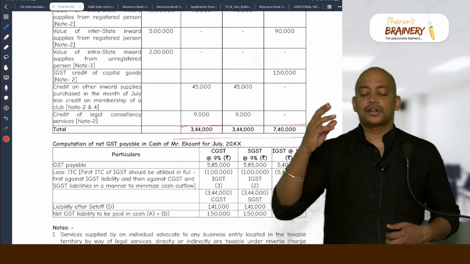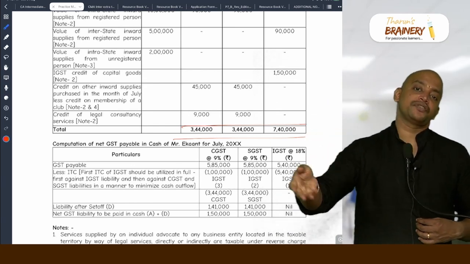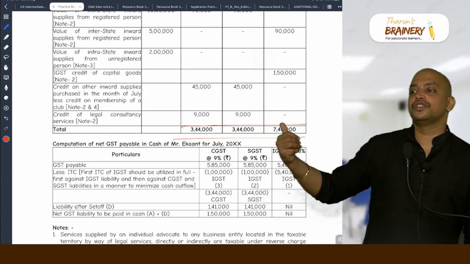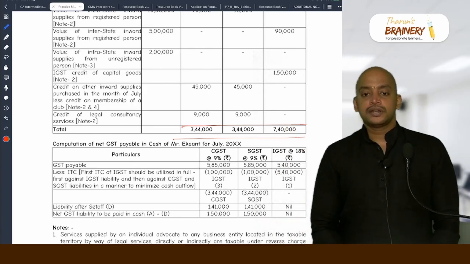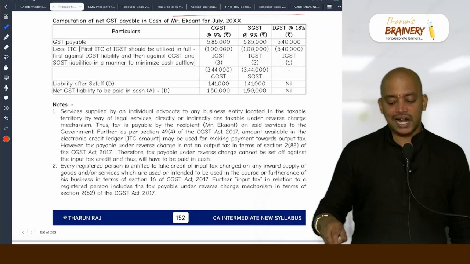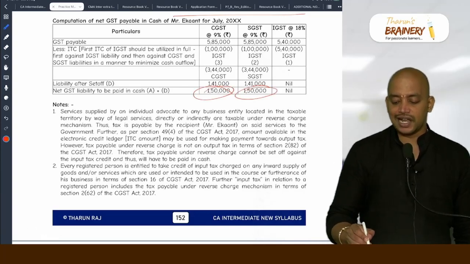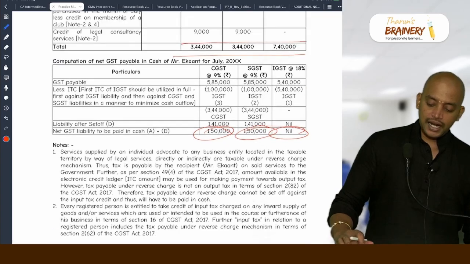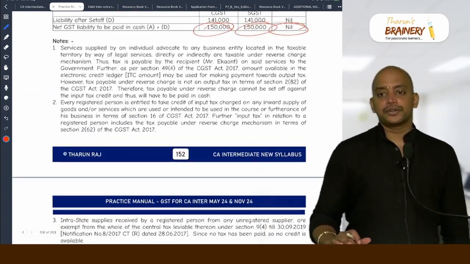So in that 1 lakh, 3,44,000, 3,44,000 itself, the 9,000, 9,000 is already there. But that separate 9,000, 9,000 we need to pay in cash. So add the RCM liability. Finally you will get the answer 1,50,000, 1,50,000 and nil. You understood? And you need to give the notes related to this part.